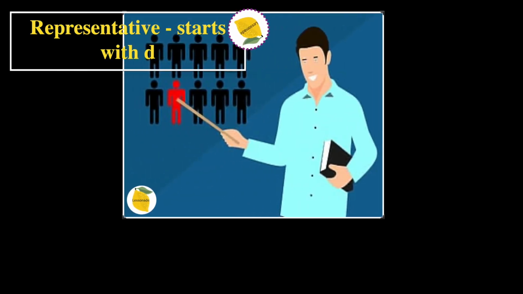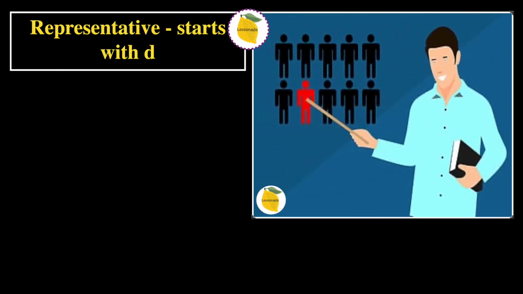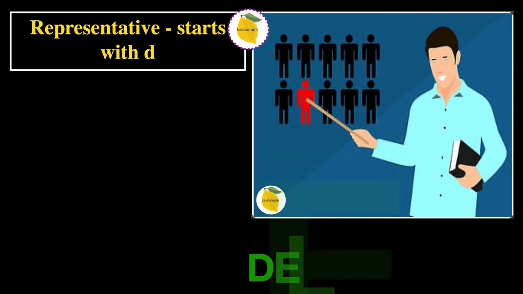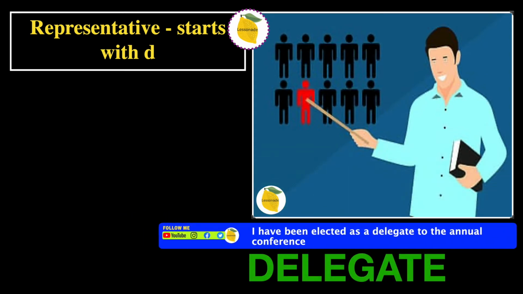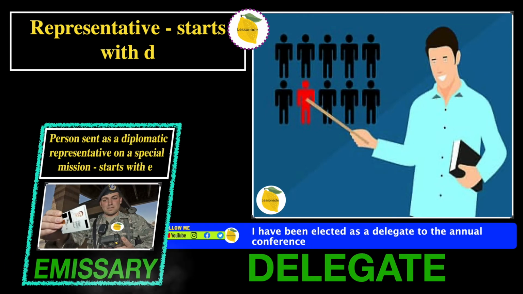The next definition is representative, starts with D. In this picture, we can see someone representing and is taking a presentation. So the word is going to be delegate. And the sentence is, I have been elected as the delegate to the annual conference. The previous slide is emissary.